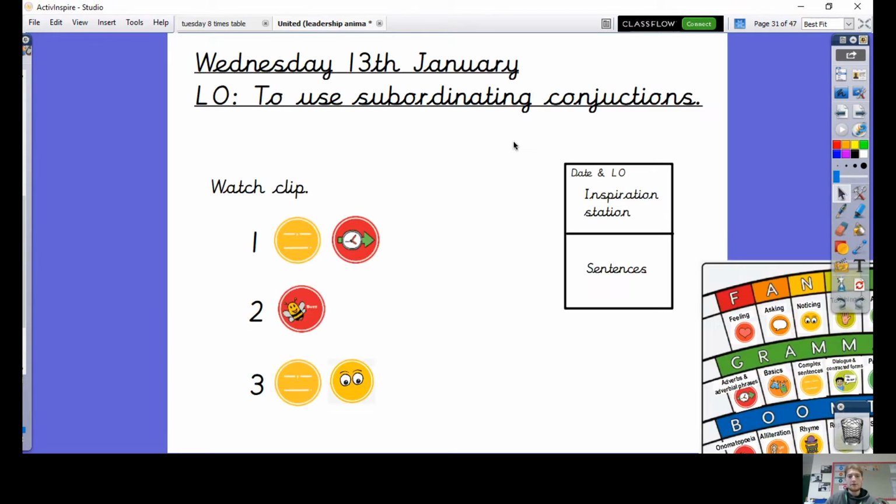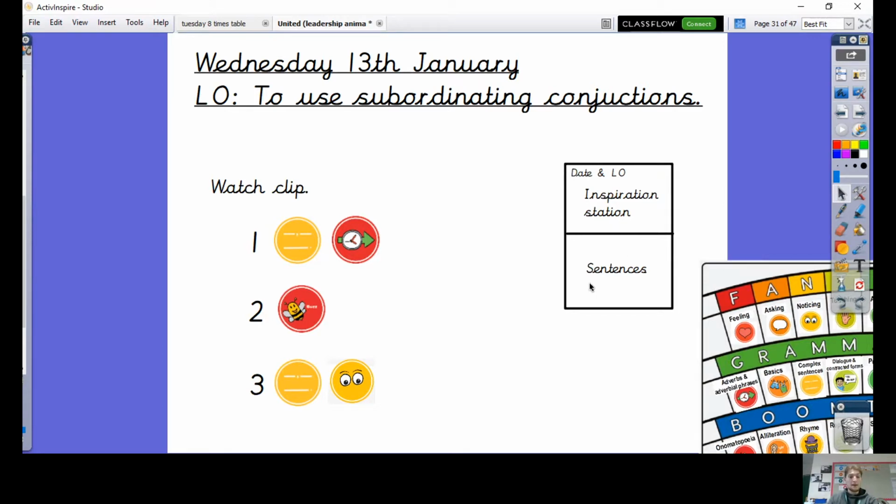So today we're going to be doing our final plot point 4. Before we carry on though, let's write the date and learning objective in our book. And then with our ruler, I would like you just to draw a line across the middle of your page. Remember, we need a blank page for each of these lessons. A nice straight line across the middle of your page. And then that's going to have the top half as our inspiration station. And then the bottom half can be our sentence writing.